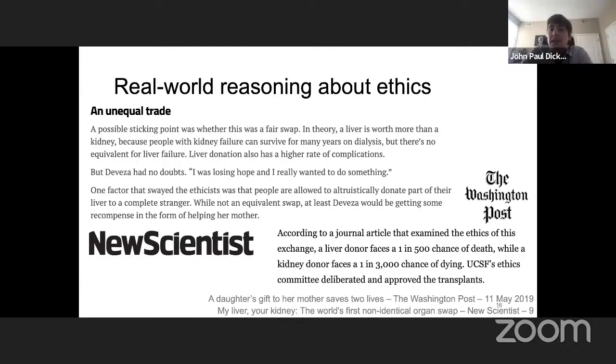One of the big issues was that the life-saving power of a liver versus the life-enhancing power of a kidney had to be discussed. What do I mean by that? Well, for a liver, there is no version of dialysis for end-stage liver disease. And so in some sense, getting the liver is the only way to stay alive, versus getting a kidney, well, you can stay on dialysis. So it's life enhancing. And there was an argument that the benefit of both organs was not the same.